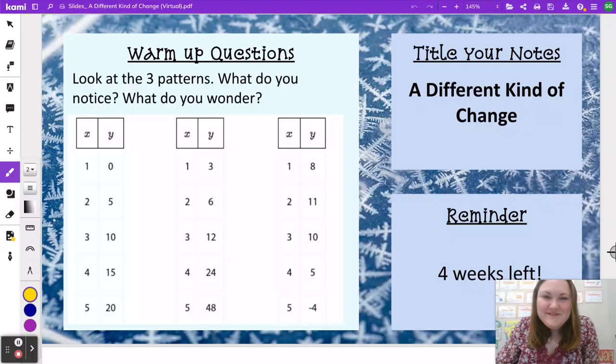Hello, Algebra students. This lesson is going to be our first lesson on our final units. The name of this lesson is A Different Kind of Change, because this lesson is going to be looking at a different type of relationship.